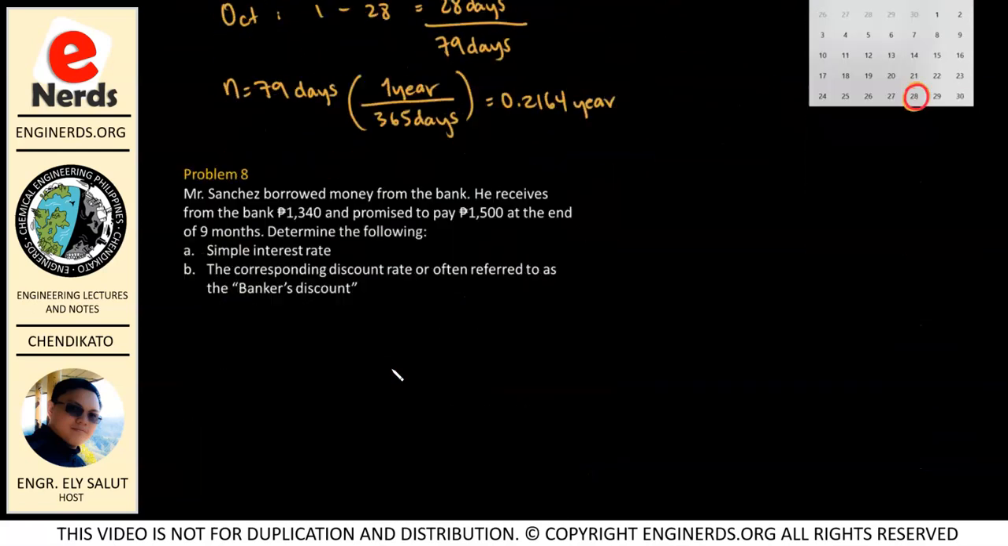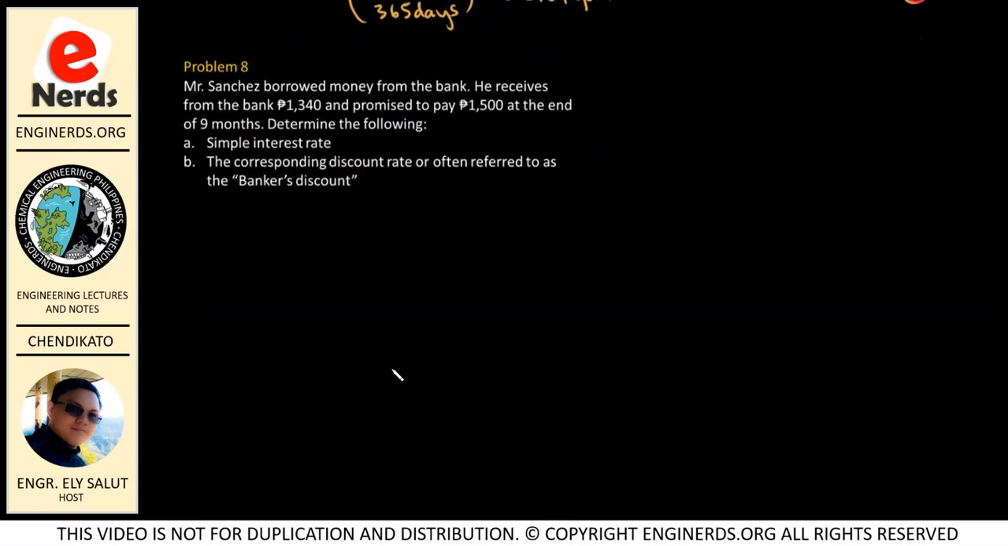Okay, so let's have our final question here. Mr. Sanchez borrowed money from the bank. He receives from the bank 1,340 pesos and promised to pay 1,500 at the end of 9 months. We have to determine the following: A, the simple interest rate, and B, the corresponding discount rate, often referred to as the banker's discount. So let us first draw our cash flow diagram.